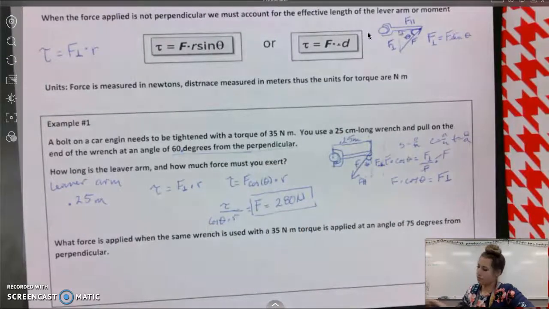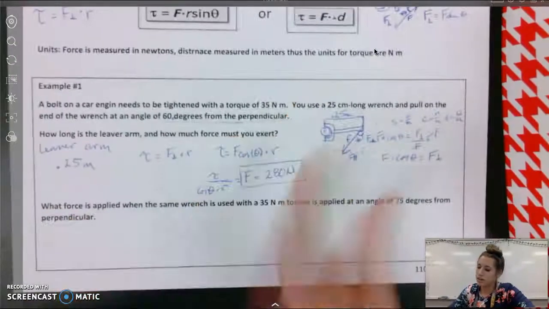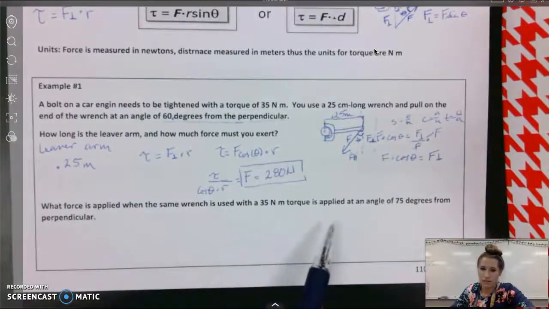Okay. Let's see, where are we at time-wise? Oh, we're pretty much there. Okay, so when we come back, we will talk about the second part.